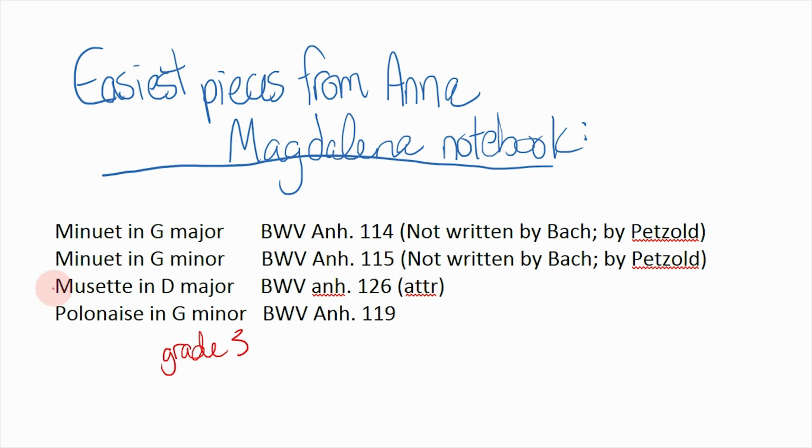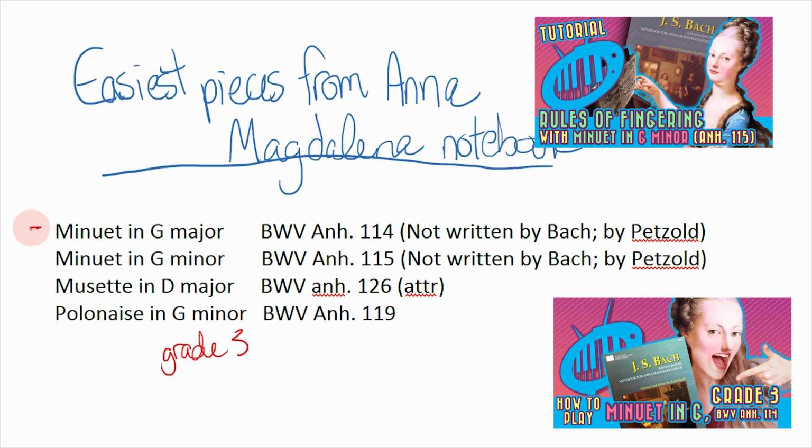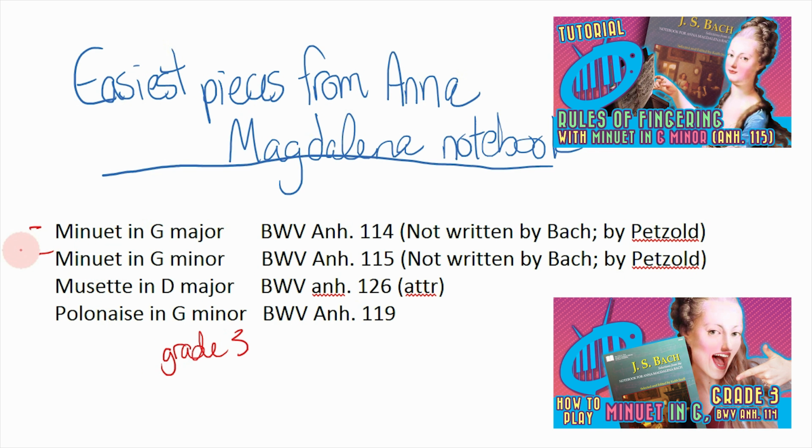We've got a couple minuets, a musette, and a polonaise, and these are all at a grade 3 level. I just want to make a note too that even though most of these weren't officially written by Bach himself, they're still great early Bach studies. They're in a similar style to his true writing. And there are famous pieces in addition to that. We've done on this channel the Minuet in G major and Minuet in G minor already, so check out those tutorials if you want to get more into it.